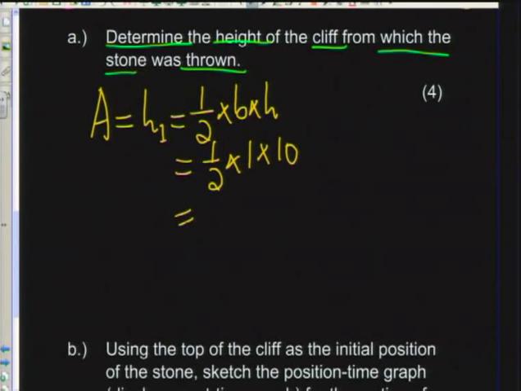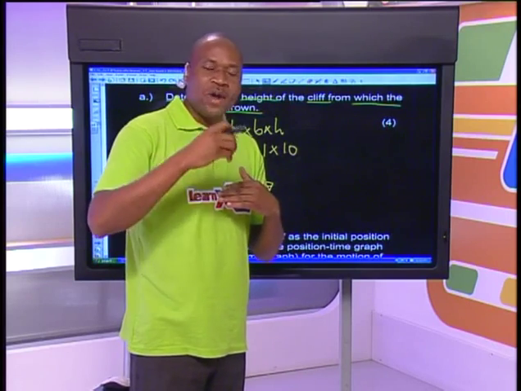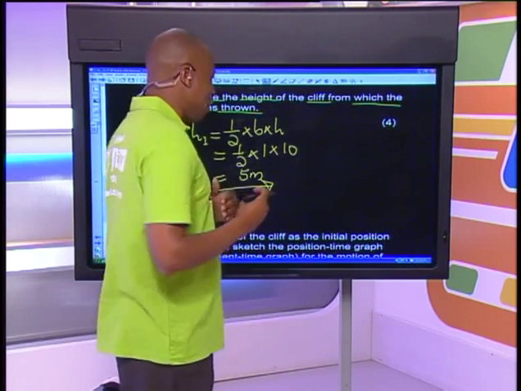And therefore, this will be equal to what? It's going to be 5 meters. Okay? Remember, I haven't answered the question yet. I'm still trying to find information that will help me know how to find the height at the point when the stone was thrown by this boy.